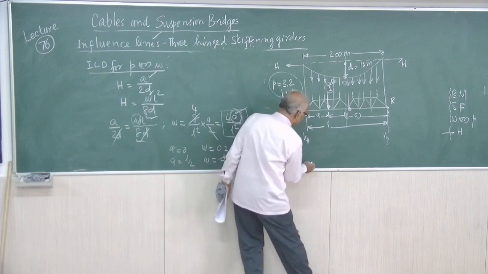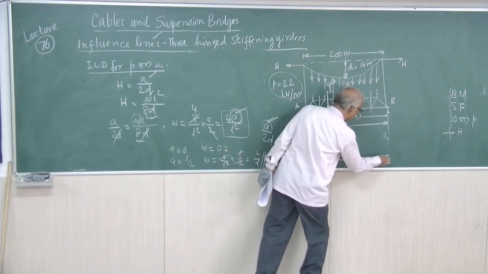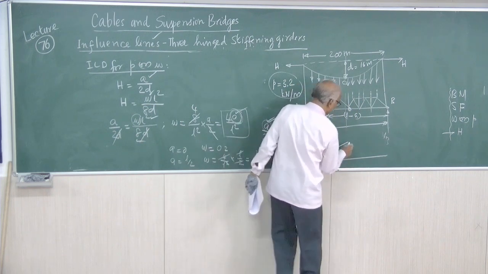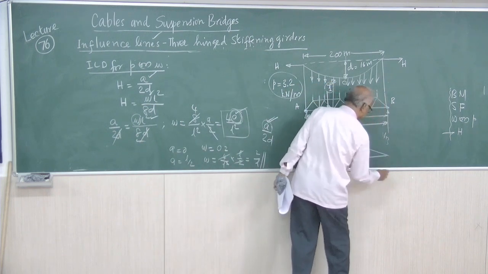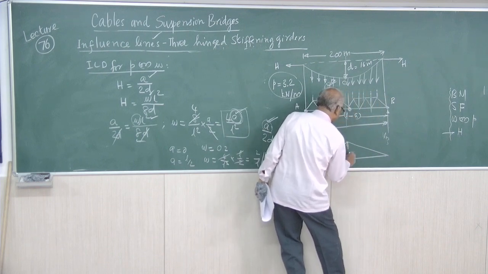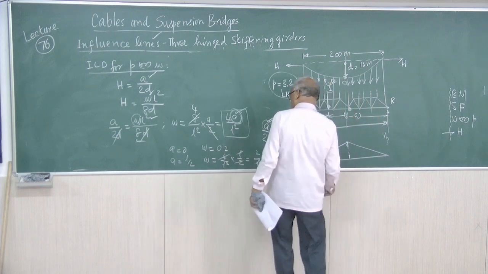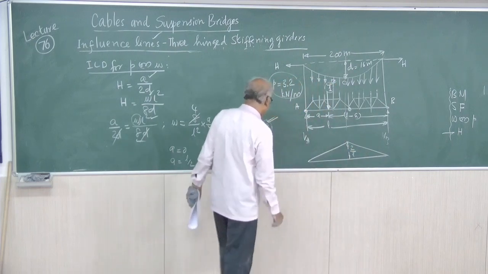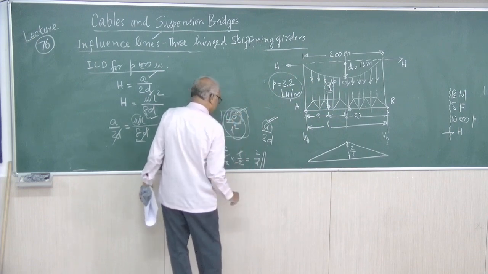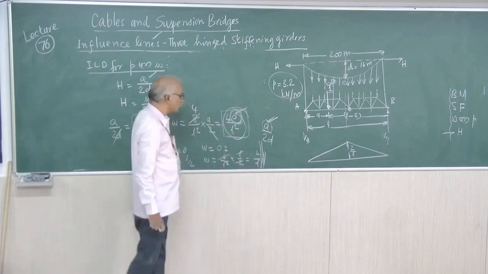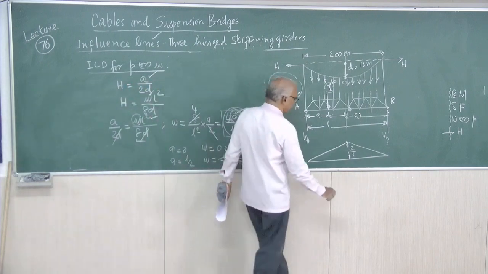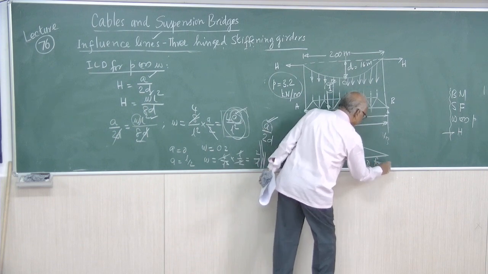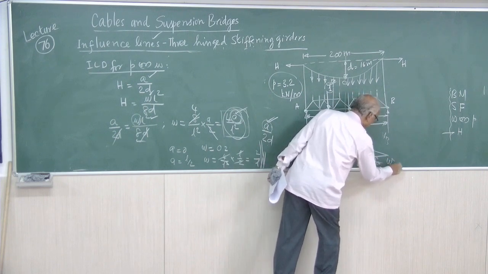Therefore, the ILD for the UDL will be again a triangle. ILD for UDL will be again a triangle having a maximum ordinate of 2 by L. This value equal to 2 by L at the center, so this is the governing equation. So the value is 0 to 2 by L. So this is the ILD for W, or you can say P.